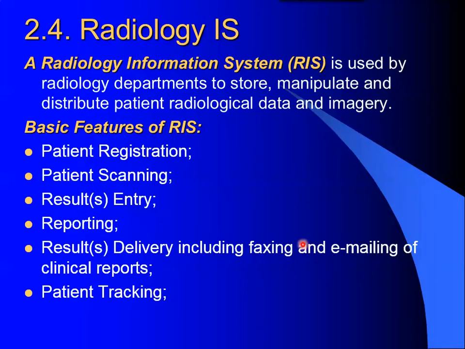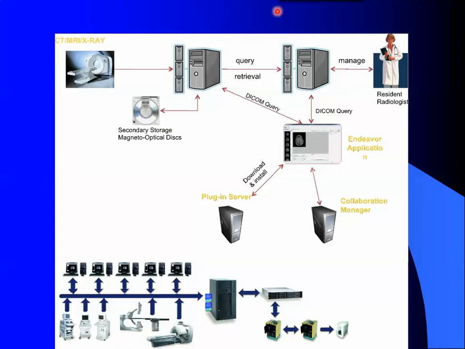Okay, third class, radiology information system. It's the fourth class actually. Used in the radiology department to store, manipulate, and distribute patient radiology data. So the features are very similar to those of the laboratory information system. Patient registration, scanning, entry, reporting. Also RIS is very similar to PACS, picture archiving and communication system. And it must also deal with imaging devices, which would be fine. But it must also be tightly connected to the hospital information system.